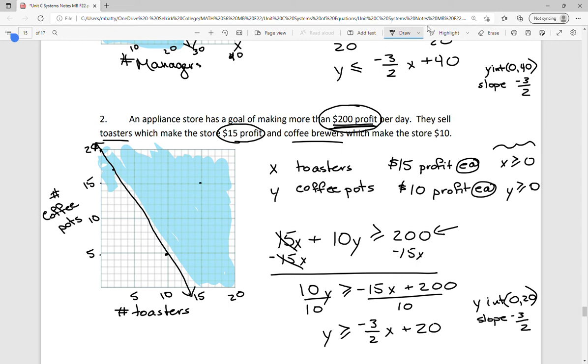Up here, these would all exceed their profits for the day. So any combination out on this half of the shaded plane is going to make their minimum. It's going to exceed their minimum, but this constraint is going to be satisfied. Okay, so let's take a look at another one.